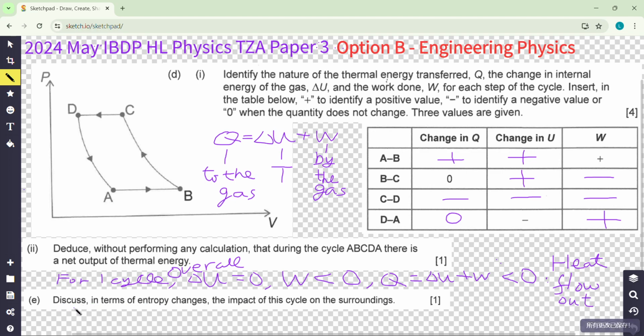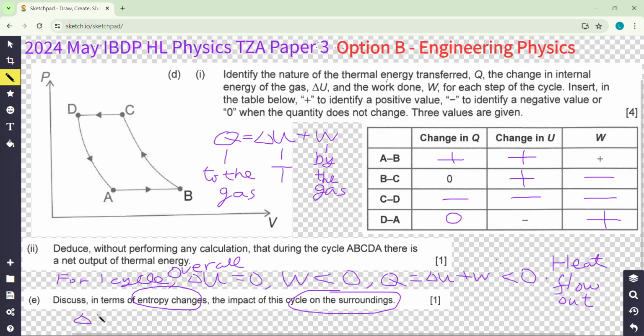Okay, next part E, okay. Entropy change. About the entropy, the impact of this cycle on the surroundings. What is the entropy change, okay? So remember, it is Q over T, right? But it is on the surroundings. So remember, from the point of view of the surroundings, there is a net heat flow out to the surroundings. So obviously it has an increase of entropy.